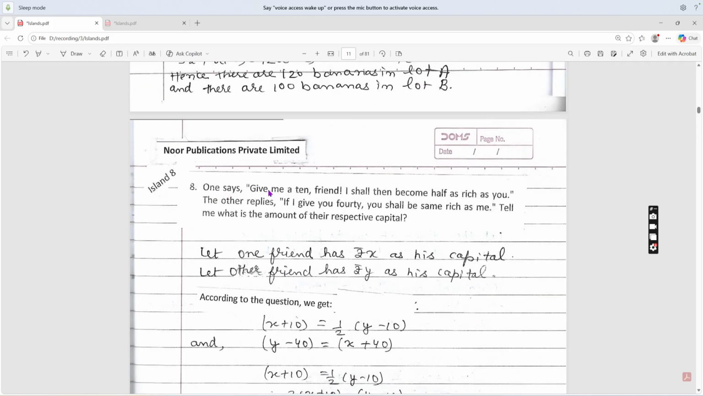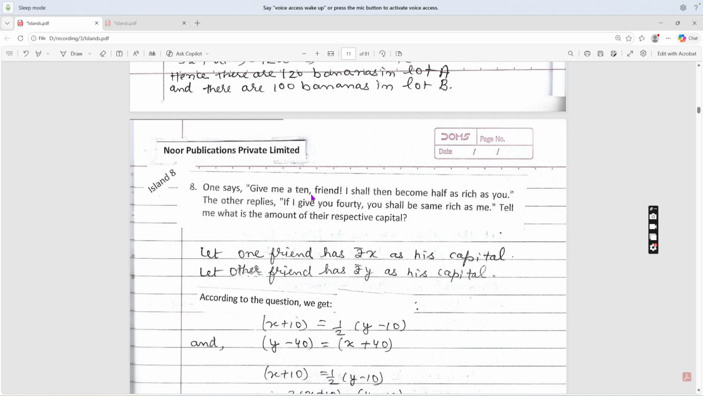Just see. One says, give me a pen. Here one word is written as one and the other word is written as other. It means the first friend can be represented as one here and the second friend can be represented as other. We can think of it in our mind.